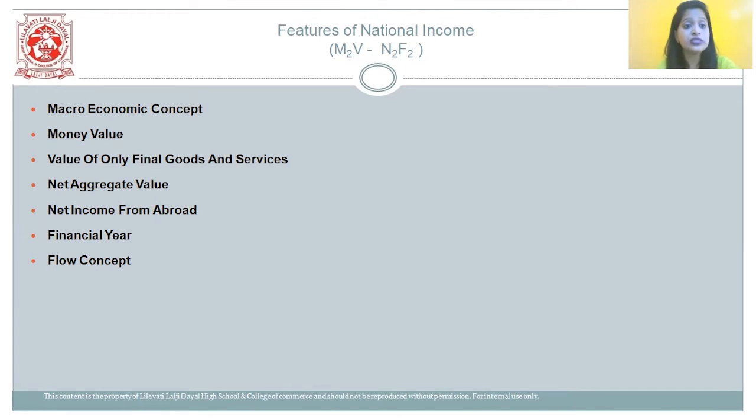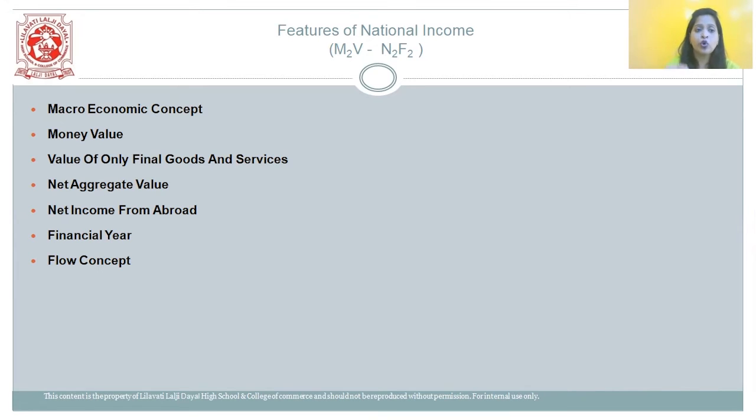Next one is financial year. Here, students, in India, the financial year is considered from 1st April to 31st March. So for the calculation of national income, we always consider the financial year. Next one is a flow concept. National income, students, shows the flow of goods and services in the country. With this, we've completed the first answer, that is features of national income.